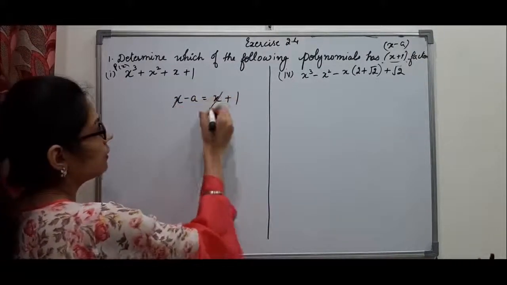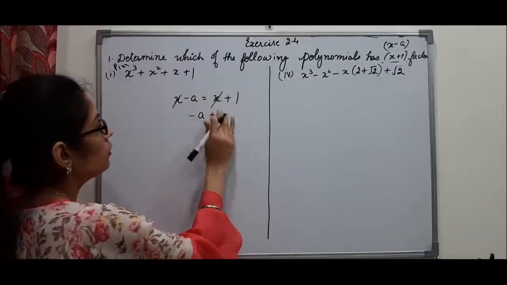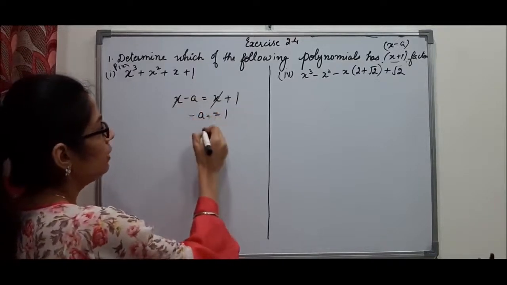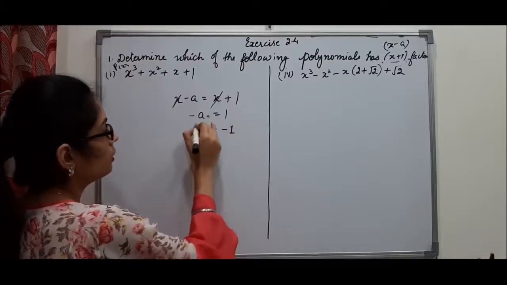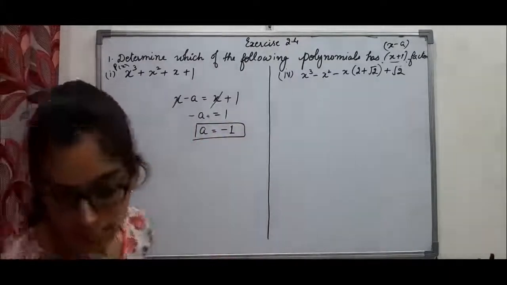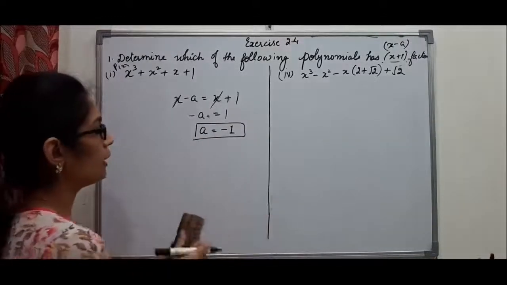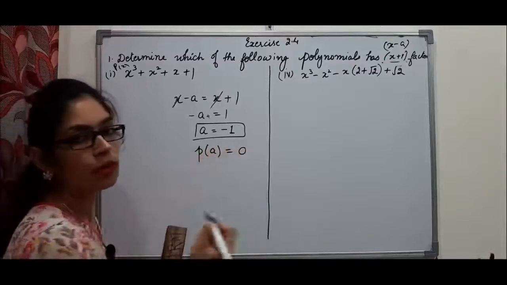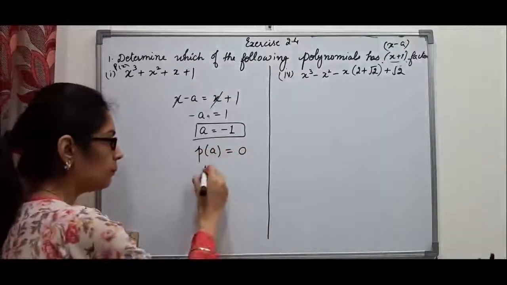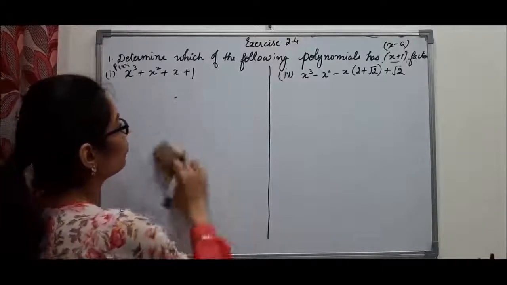So this x and this x directly we will cancel. So minus a is equal to 1. So I can also write a is equal to minus 1. So I got the value of a, which is minus 1. Now I have to check whether my p of a is 0 or not. What is p of a? That is p of minus 1. So p of minus 1 I have to check.